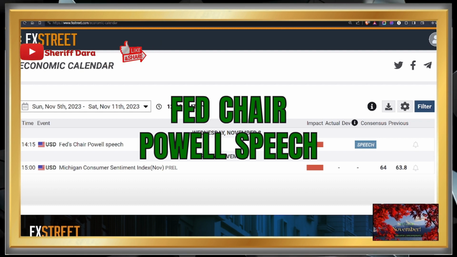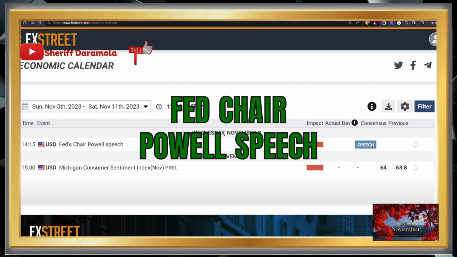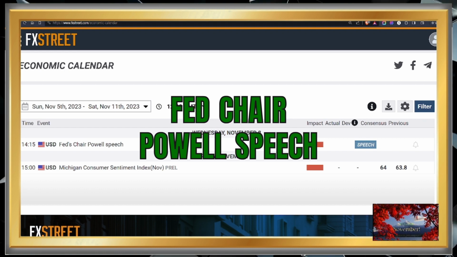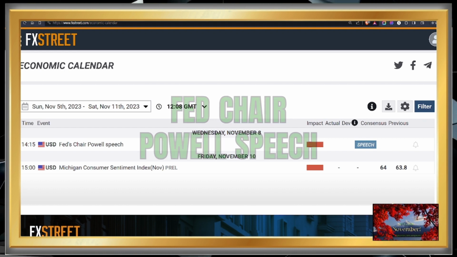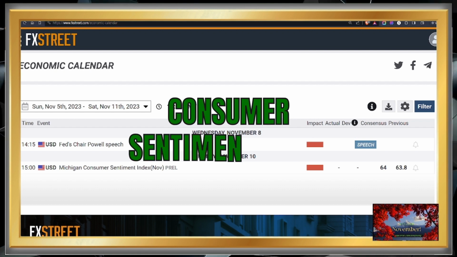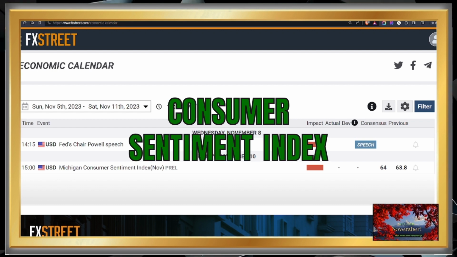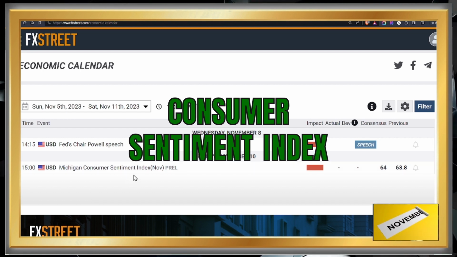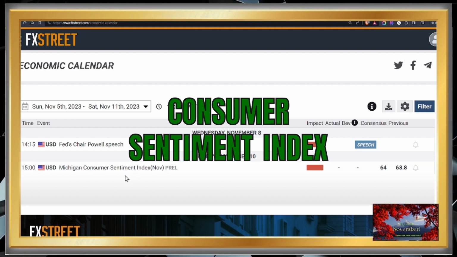His remarks here will provide insight into the central bank's outlook on the economy, potential policy shifts, and interest rate changes, thereby impacting our decisions and, of course, market sentiment. Then on Friday, November 10, we have the publications from the University of Michigan, that is the Consumer Sentiment Index, another very important event that everyone will be looking forward to.